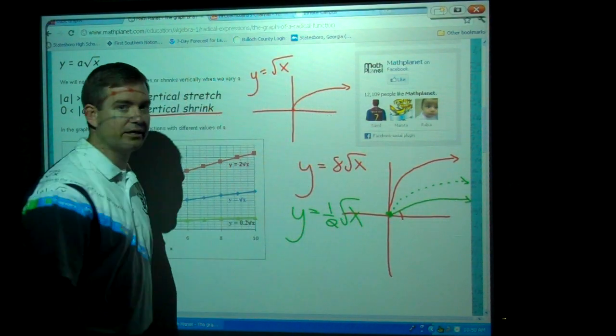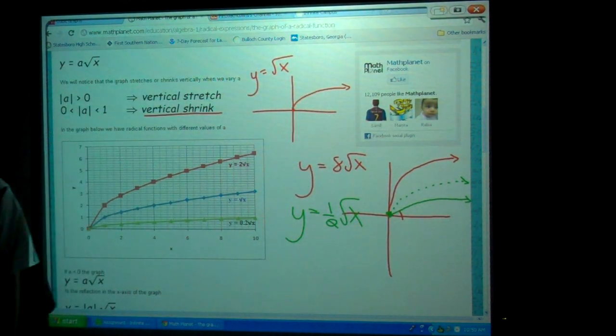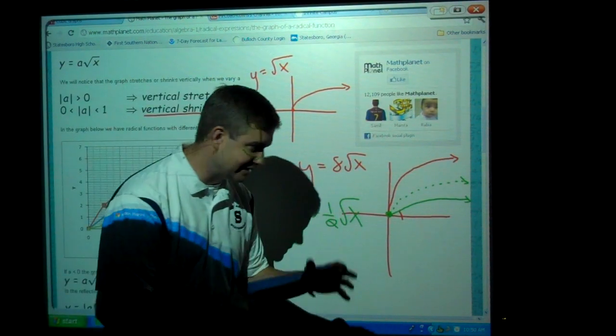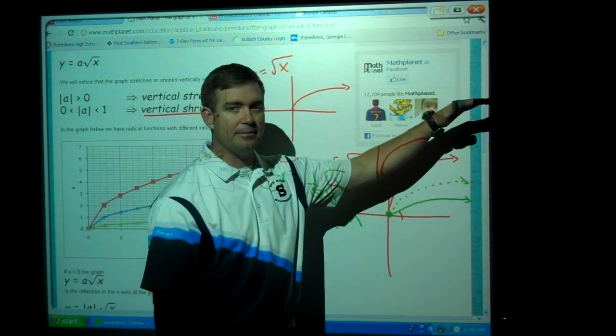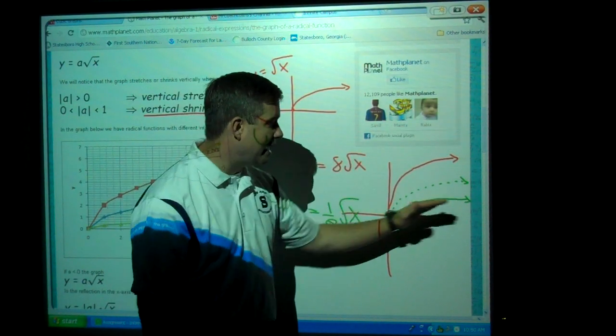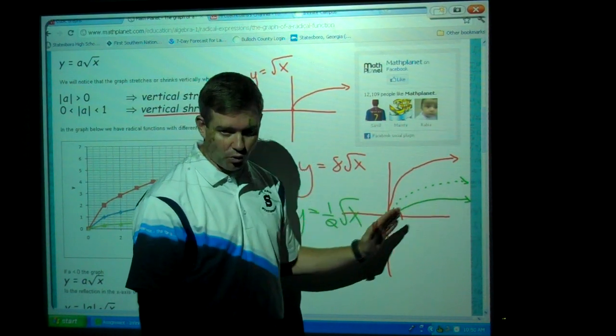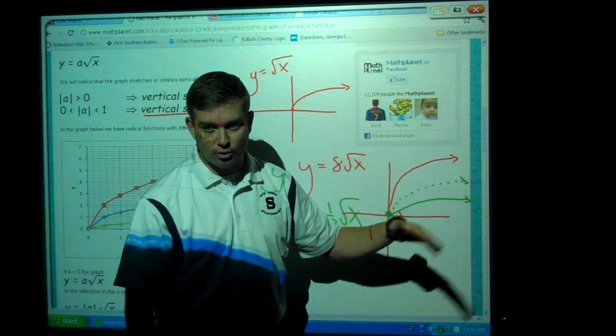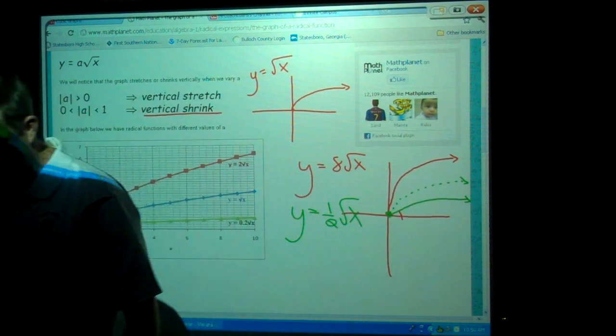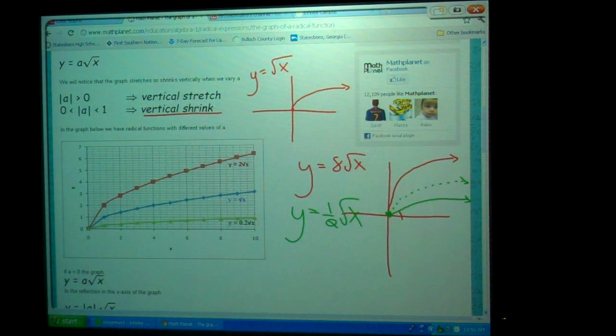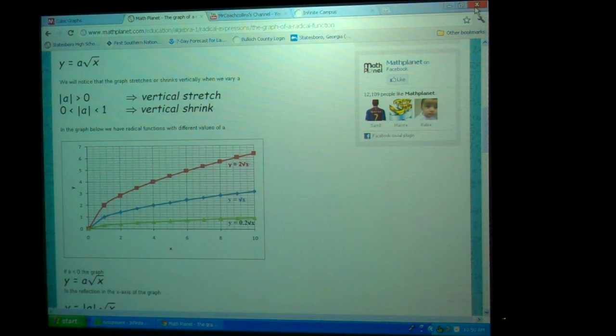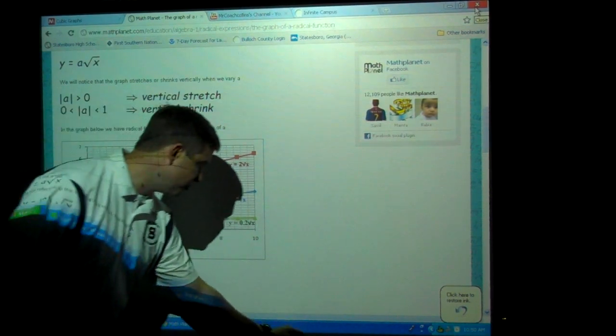Because put a 1 in there. What's the square root of 1? 1, and instead of being 1, you're going to multiply it by 1/2, and it's going to be down low. So, to summarize this, if I stretch it, I put it up high. If I shrink it, I put it down low. Where's normal? Kind of in the middle. 1, 1, 4, 2, 9, 3. That's normal. Okay? Questions? Any questions? Alright, let's move on down.